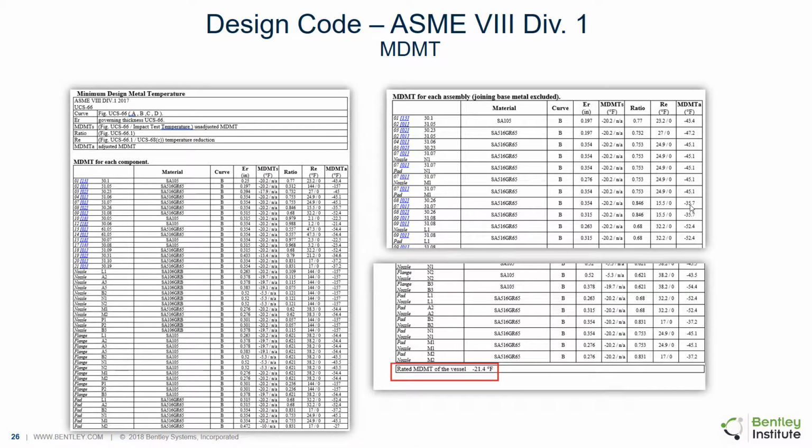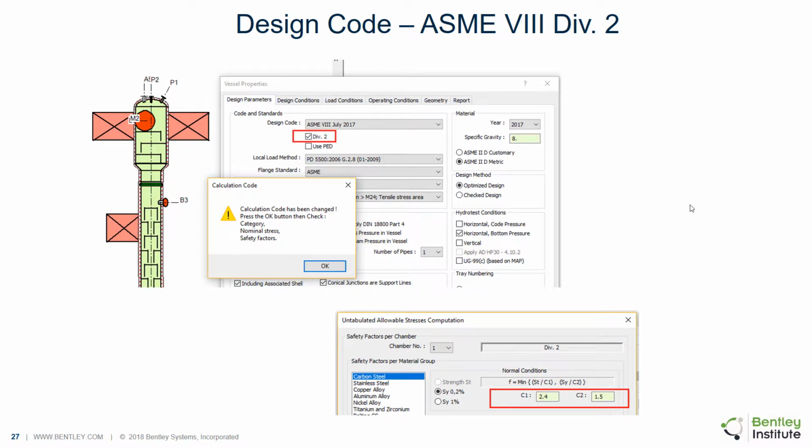The MDMT calculations are performed according to UCS 66. The calculations are performed for every component and the rated MDMT of the vessel is determined. Now that we have seen an overview of the ASME Section 8 Division 1 calculations, let's perform the design based on Division 2. The checkbox for Division 2 is checked.